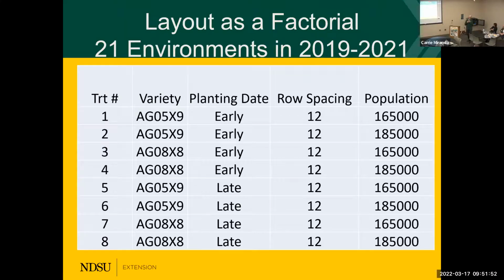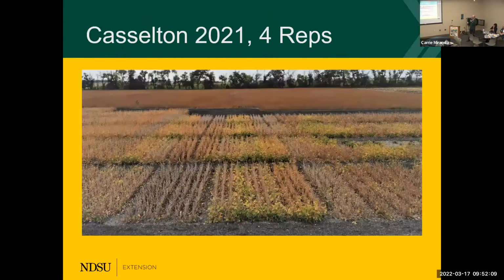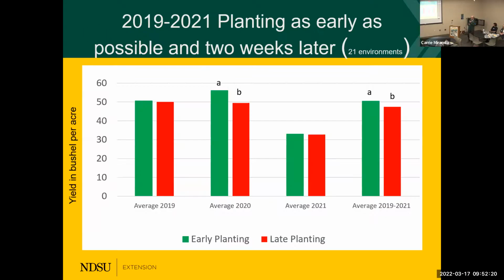And the reason why we chose these factors is based on a large survey that we did about 3-4 years ago, where we found that the farmers' data showed that those are important factors. But we only knew them from the individual factors, and here we tried to combine them. So just an example, here this is in Casselton. We have early planted and we have late planted plots, and that is 1 rep. We had 4 reps per site. We had about 21 environments in total.